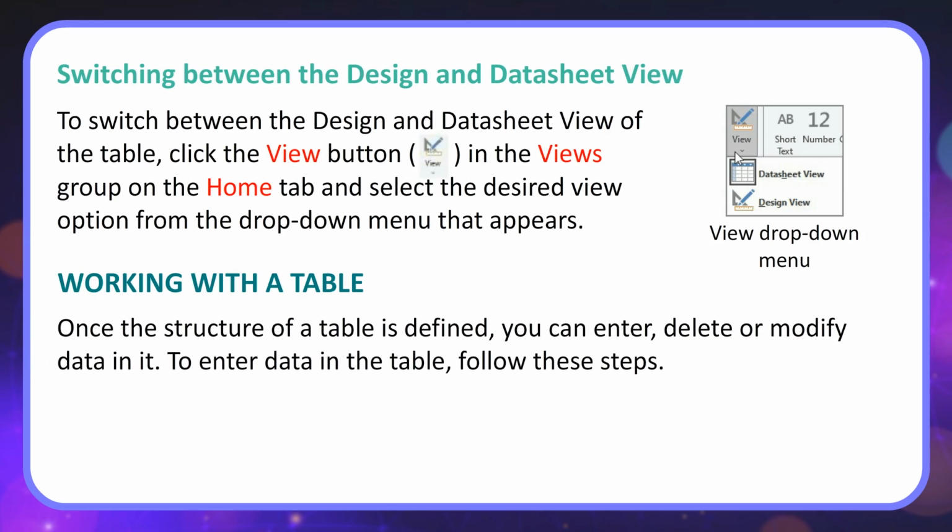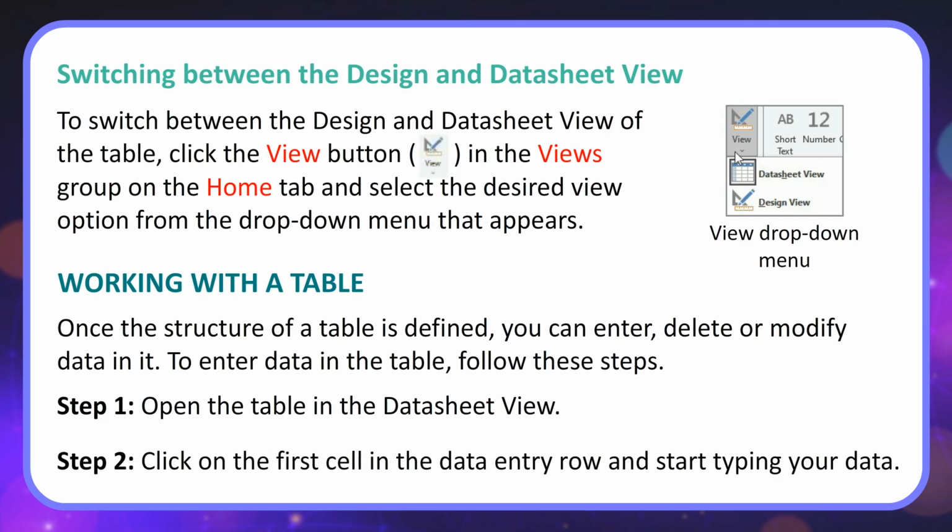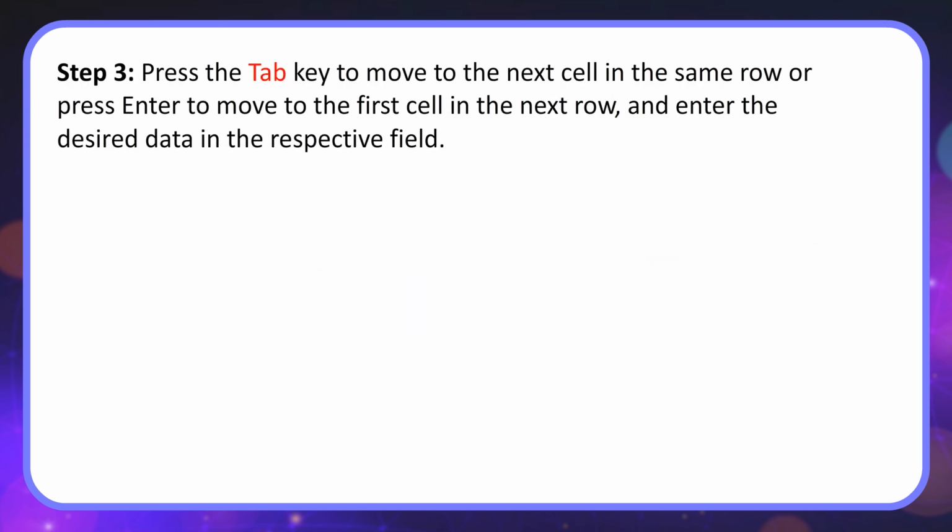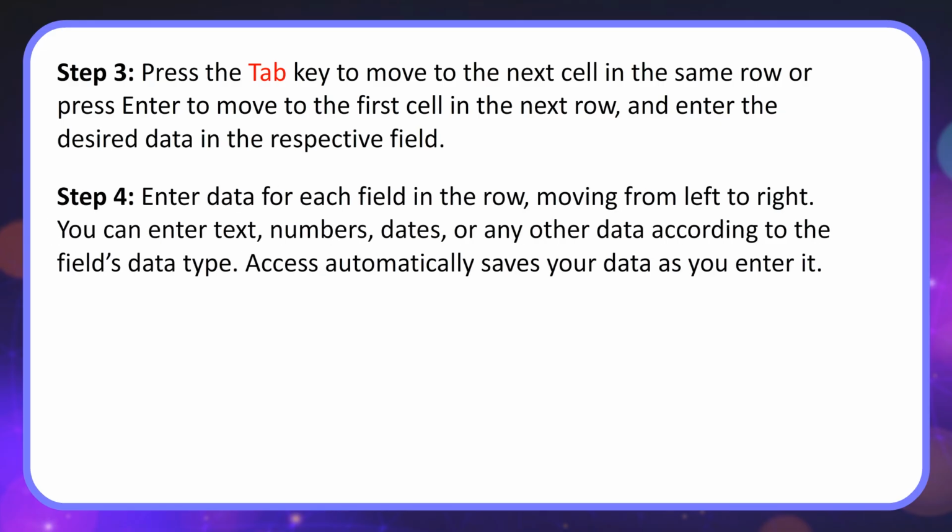Working with a table. Once the structure of a table is defined, you can enter, delete or modify data in it. To enter data in the table, follow these steps. Step 1. Open the table in the Datasheet view. Step 2. Click on the first cell in the data entry row and start typing your data. Step 3. Press the Tab key to move to the next cell in the same row or press Enter to move to the first cell in the next row, and enter the desired data in the respective field.